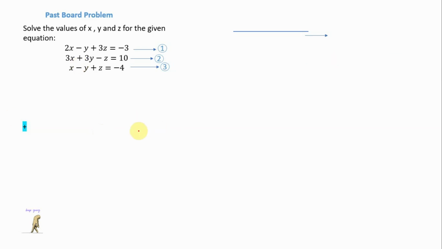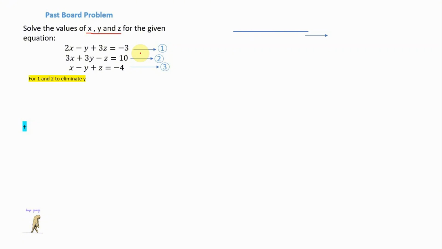Okay, this time we're gonna solve another random pass board problem, okay? As we can see, we have three equations here and we are finding three unknowns, which are our x, y, and z. So what we need to do now is to get two equations in order for us to eliminate one variable, in order for us to get more equations, and so on and so forth. So let's do that, okay?